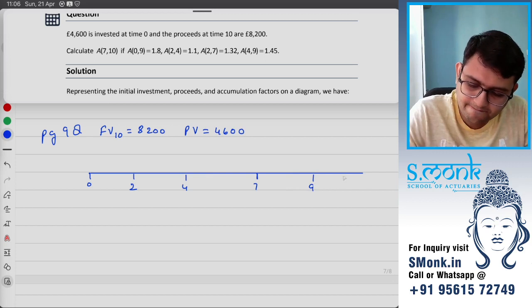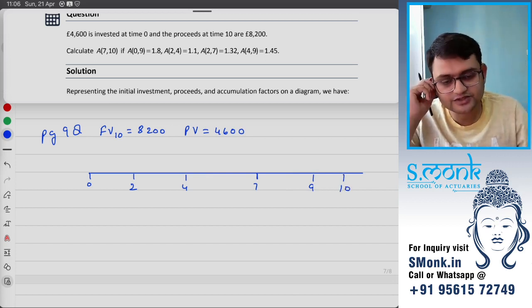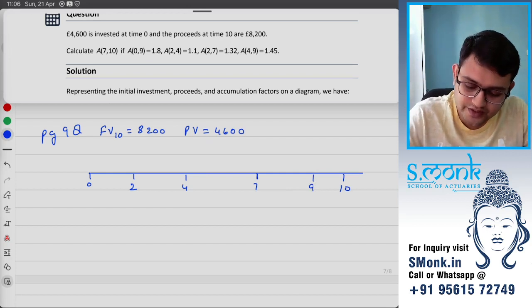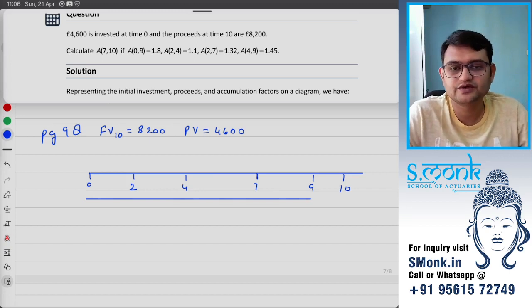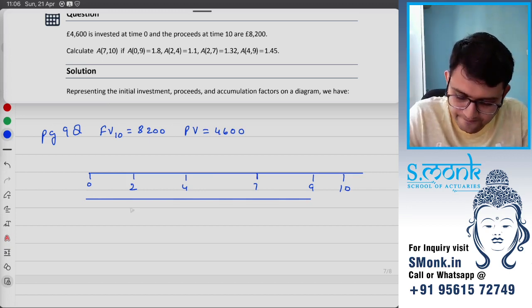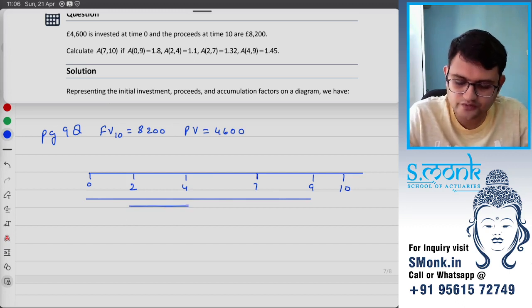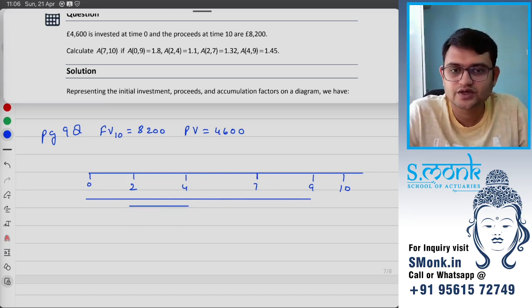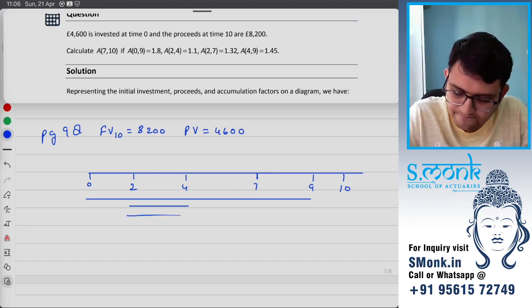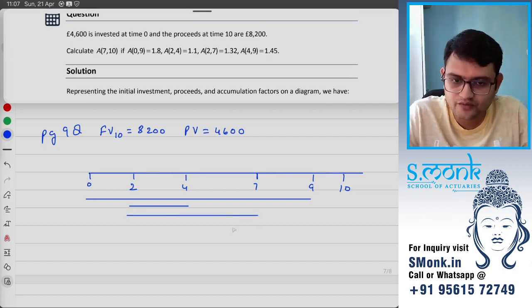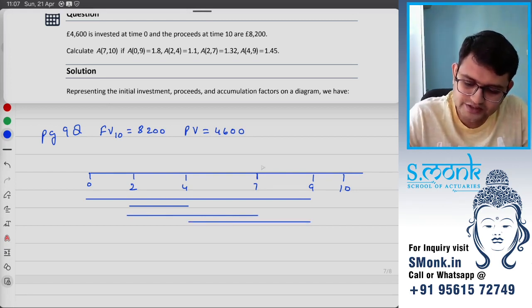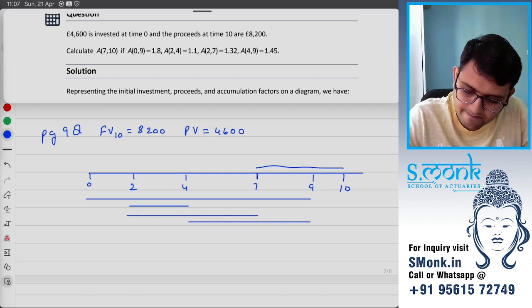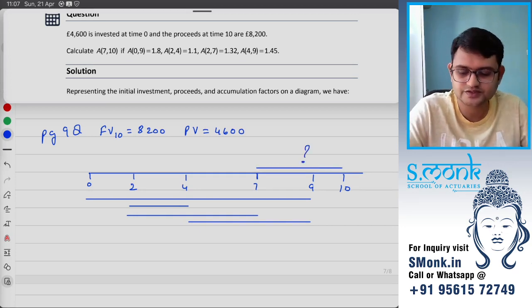Okay, these are all the times that we will require. You can see they have given us 0 to 9. This is one of the accumulations given. Then 2 to 4. I'll just mark all of the accumulations they have given us. Then 2 to 7. 4 to 9. Okay. And they have asked us 7 to 10. This is what they have asked us.